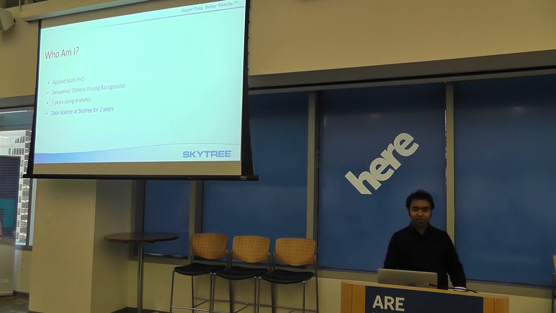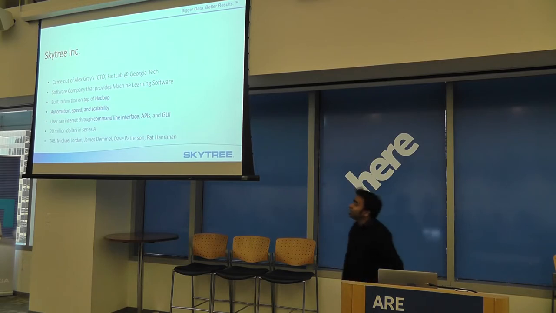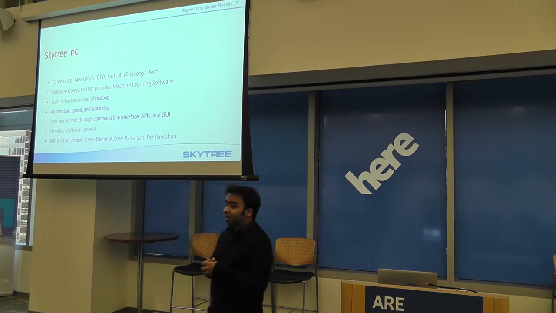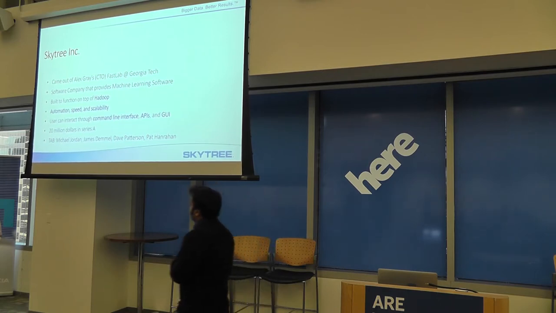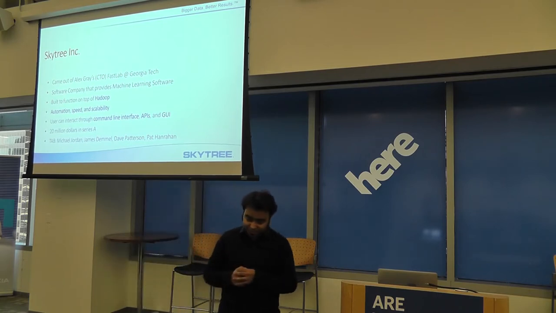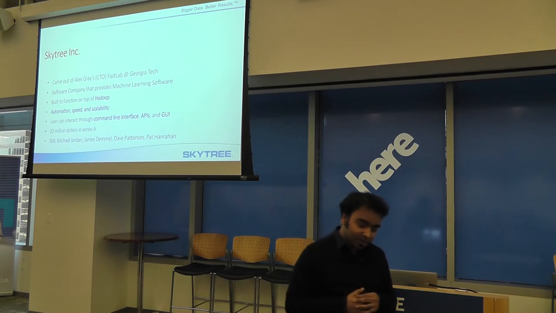Coming from Silicon Valley, I always want to talk about how companies are formed. So that's my brief introduction to Skytree. I work at Skytree. It's a machine learning company. It sells machine learning software. It came out of Alex Gray's lab at Georgia Tech. Alex Gray is a machine learning expert and a professor at Georgia Tech.